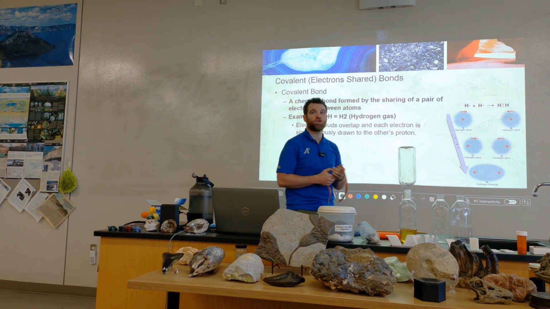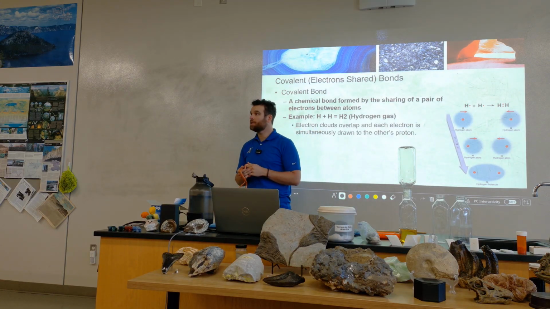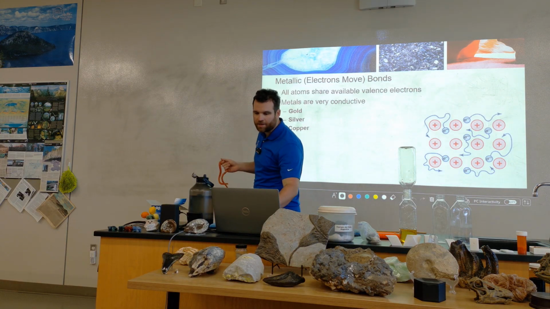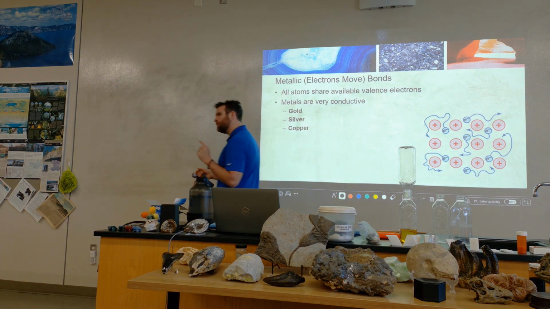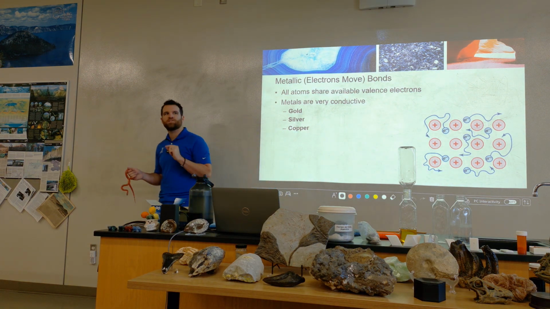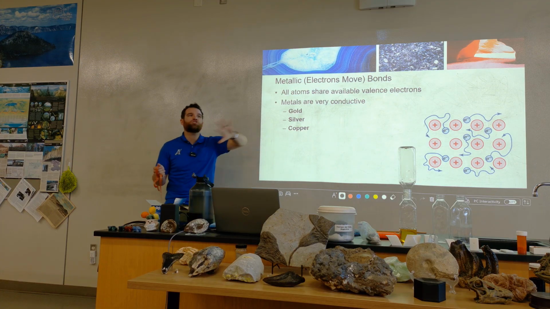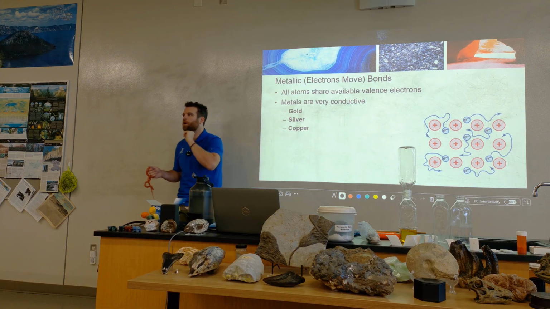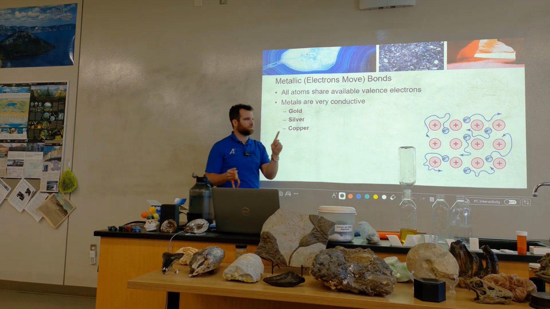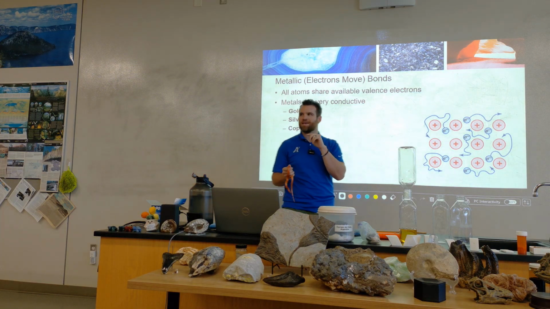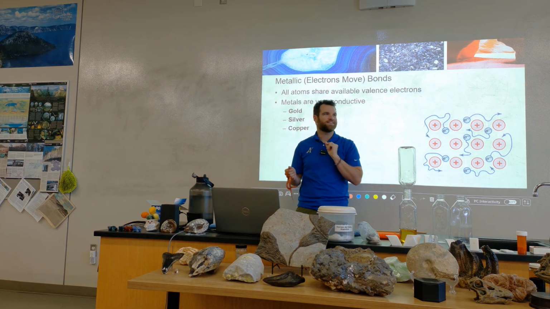All right, so that is your covalent bond. The electrons are shared. Now, metallic bonds. With a metallic bond, all of the electrons in that substance are shared, equally distributed, and can freely transfer from anywhere to anywhere else. This gives metals a very unique use case.